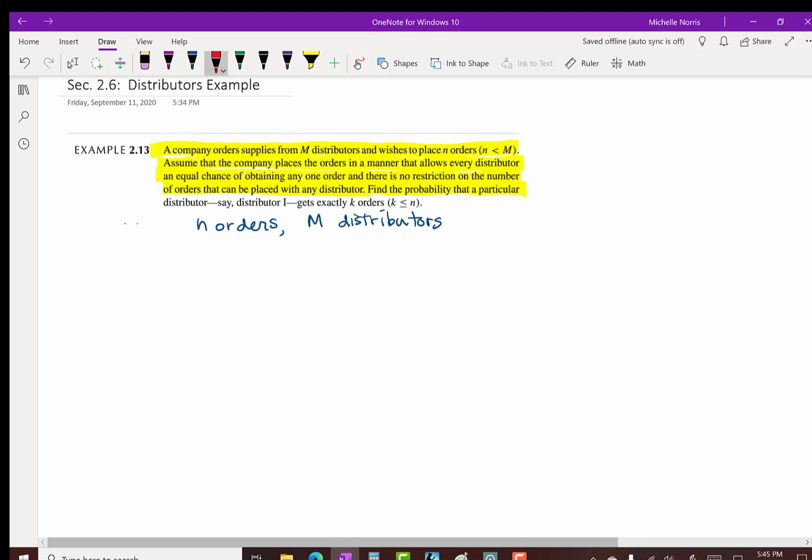If we want to think about this in terms of slots that we're trying to fill in different ways, we can think of the slots as the orders. So there's order 1, 2, 3, 4, all the way up to N-1 and N. Sorry, there are these N orders. For the first order, there are M possible distributors it could go to. Because distributors can get more than one order, all M of them are still eligible to receive the second order, and so on. You just go down the line, and for every single order, there are M possibilities. So the total number of outcomes in the sample space is M to the Nth power.